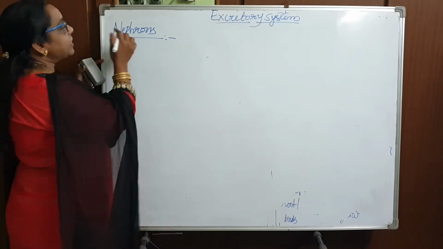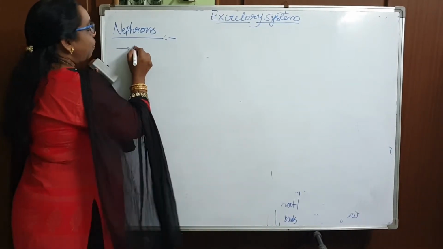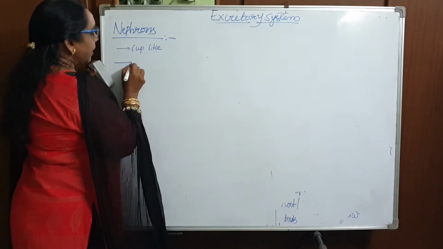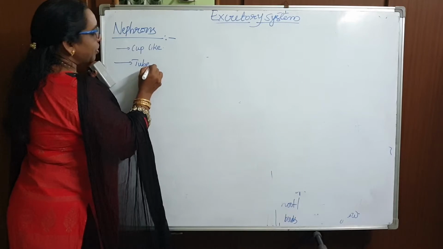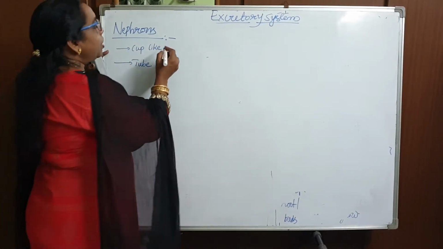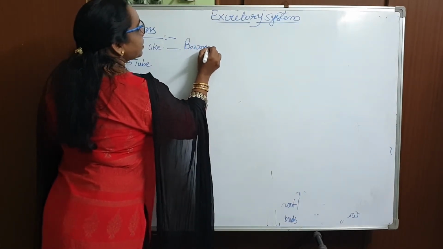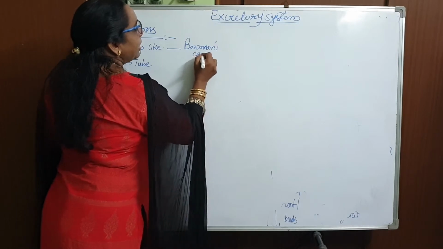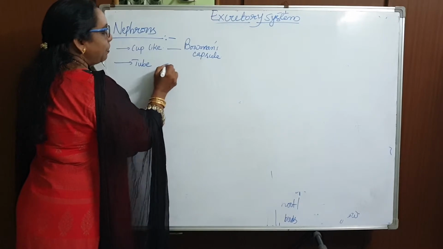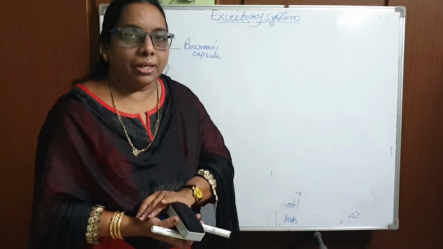If you see the structural and functional unit, the nephron, we'll see two regions. One is the cup-like portion and the second one is the tube-like portion. The cup-like portion is called Bowman's capsule. And the tube-like portion is again divided into different tubes.